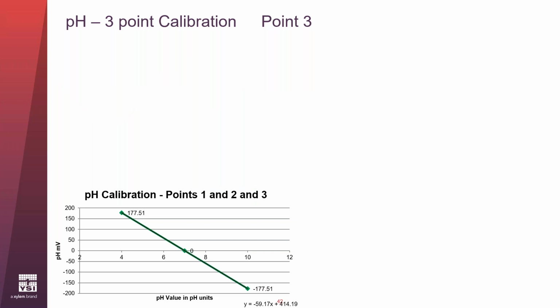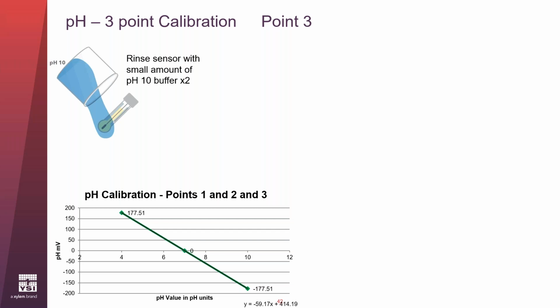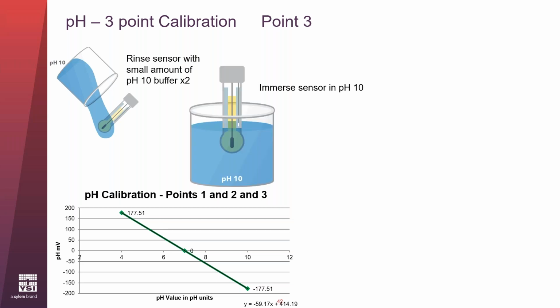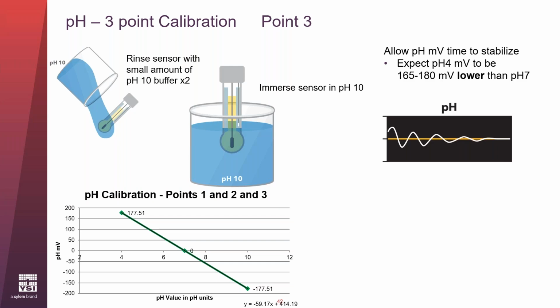For the third point, rinse the probe with a small amount of buffer that you are about to use. Rinse it a couple times, then immerse the probe into your solution. Allow your pH millivolts time to stabilize just as before. We expect this number to be 165 to 180 millivolts lower than the 0 point we took at pH 7.